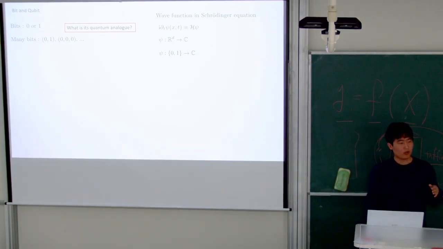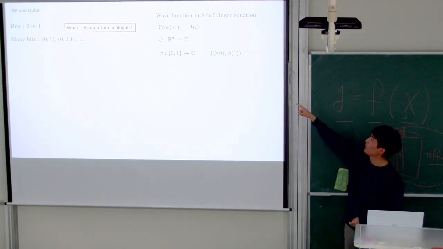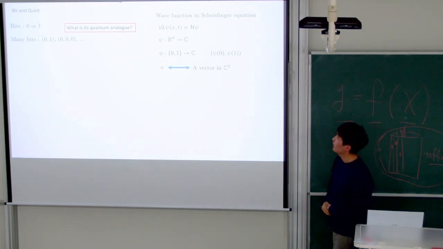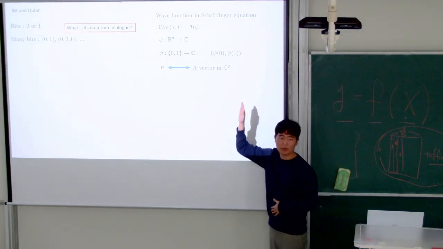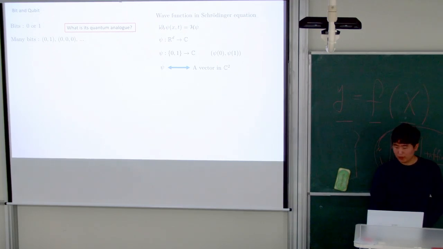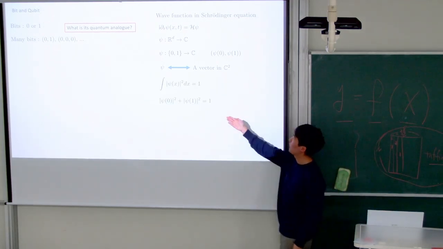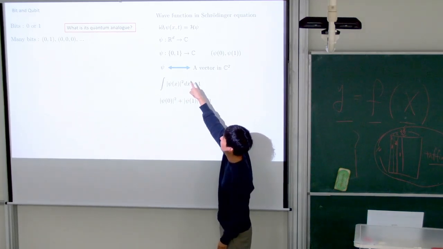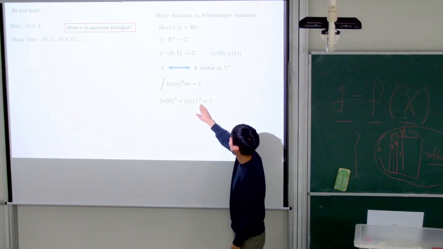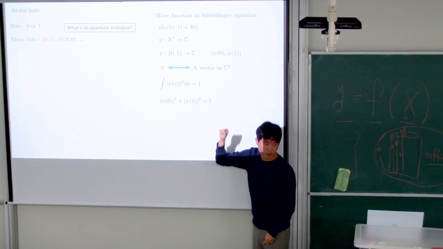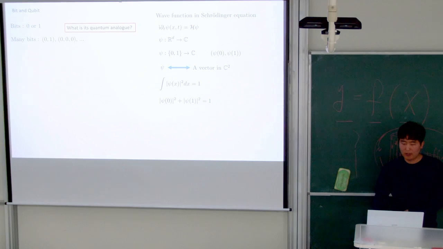Since the domain has only 2 elements, the function is completely determined by 2 numbers, for 0 and 1. It means that psi is basically a vector in a 2-dimensional vector space. 2 numbers determine the wave function. But if you recall, since this is a probability density, this integral should be 1. If the domain is 0 and 1, this is equal to, say, this. So we have a restriction on the function. Now we can define a qubit.